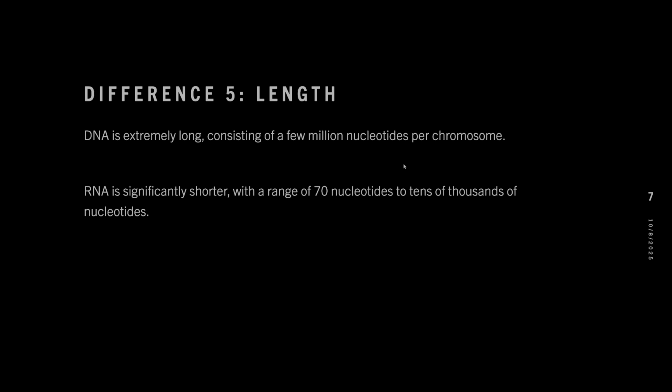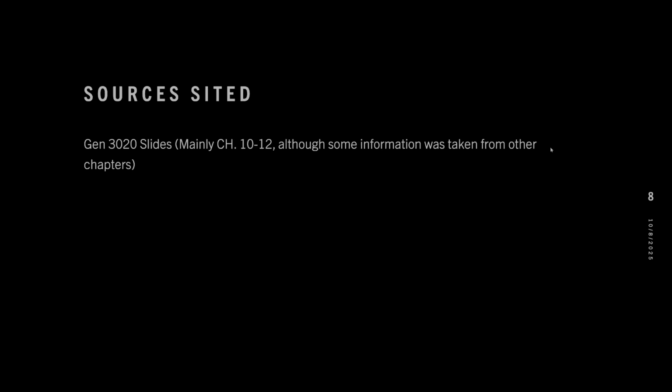Difference 5 is length. So DNA is incredibly long. It varies a lot depending on the chromosome, but it can be up to a few million nucleotides for a chromosome, whereas RNA is significantly shorter, with a range of 70 nucleotides to tens of thousands of nucleotides for a strand of RNA versus DNA. So very, very large difference in terms of length.